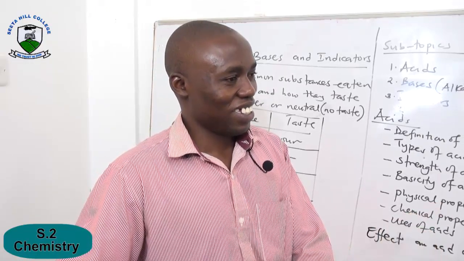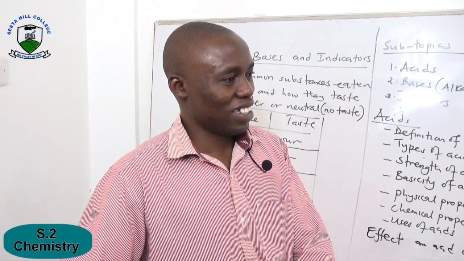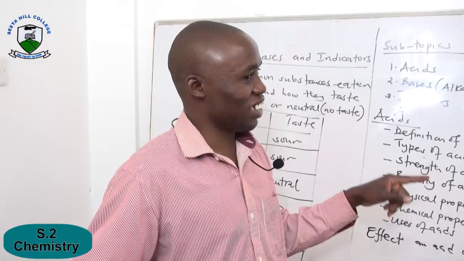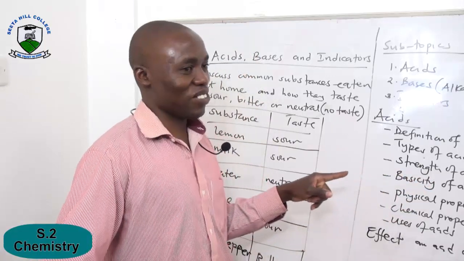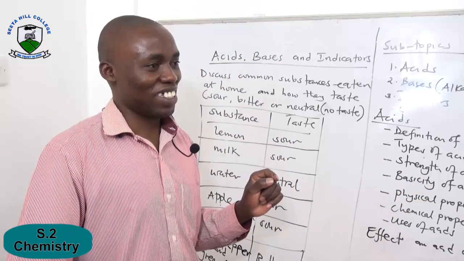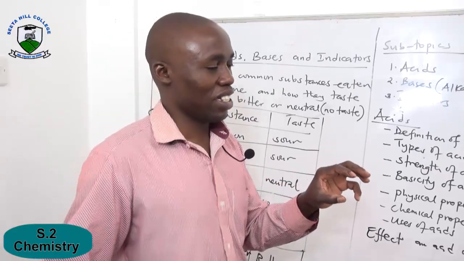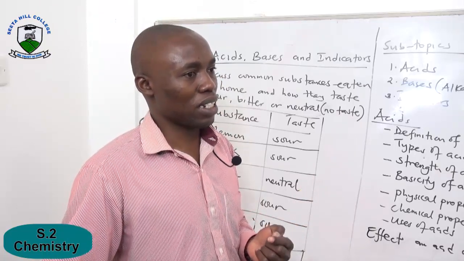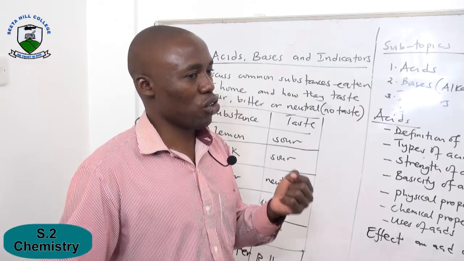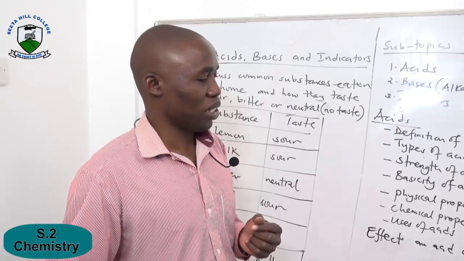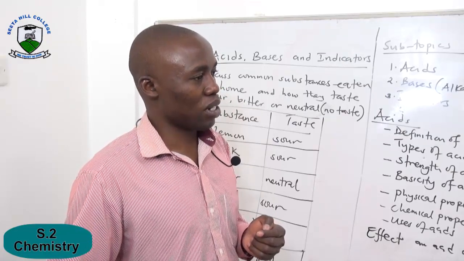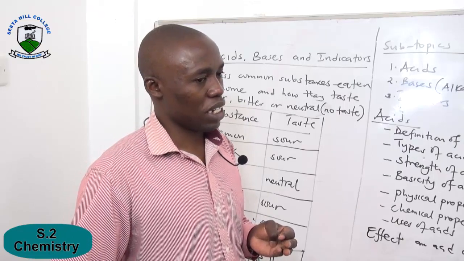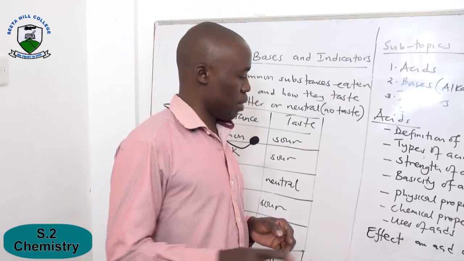I think an indicator is something that shows that a substance is an acid or an alkali. That means it is a substance which can change color to show that the substance I'm dealing with is acidic, alkaline, or neutral. In simple terms, an indicator is a substance which changes color in acidic medium, alkaline medium, or neutral medium.